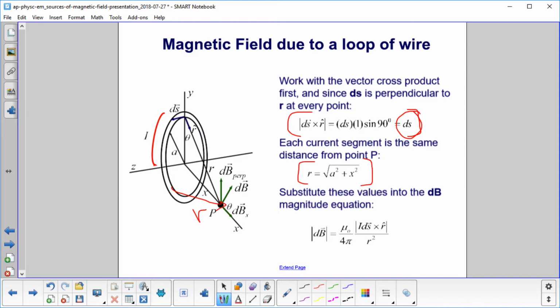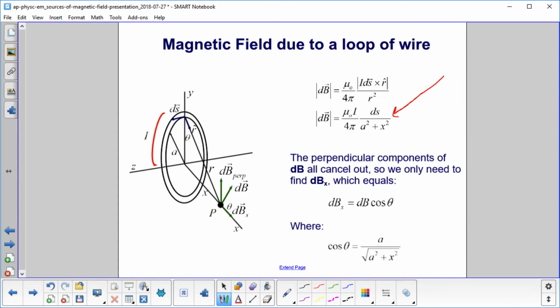So let me just show you the triangle again. Here's a, over here is x, and here the hypotenuse is r. So we're going to take those values and put them into Biot-Savart. Here's the substitution. And notice we didn't deal with that on the last page, but that comes out because that's a constant. So we have ds over a squared plus x squared is the magnitude of the magnetic field at point P.